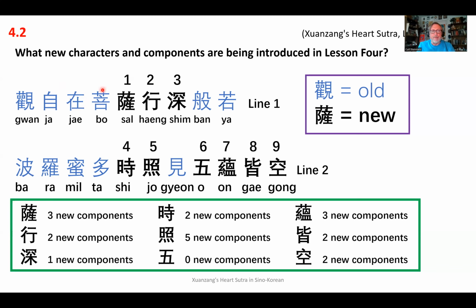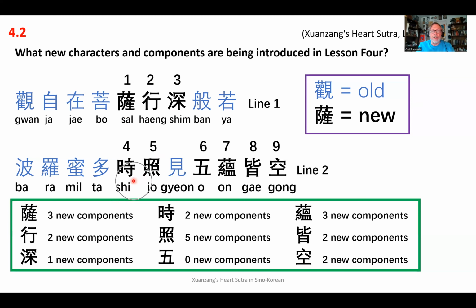We've already covered it. The next character after Guan Jiaje, so these two characters here, and we're going to be talking about two character combinations some in this class. But the first character of Bo Sal, this is the two characters that in Chinese mean Bodhisattva. All right, and the second character of that combination is the first new character for this class, the character for Sal. The next character that's new is Heng, and that's the character for practice or practicing. Shim is the third new character for this class, and that's the character for deeply. That's generally translated as deeply, and that's a pretty good literal translation of what this character means. We'll talk more about that later.